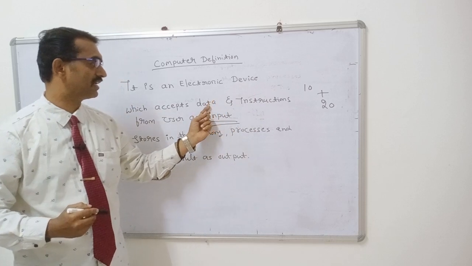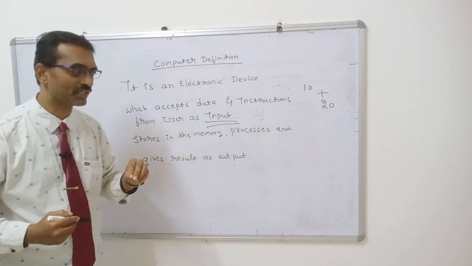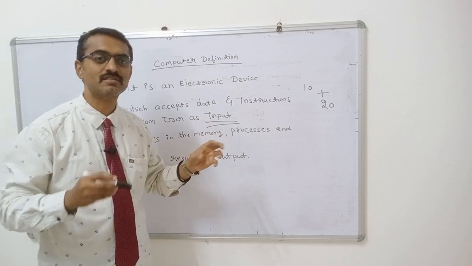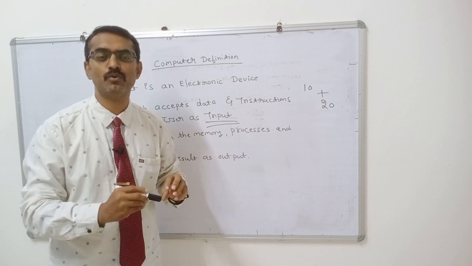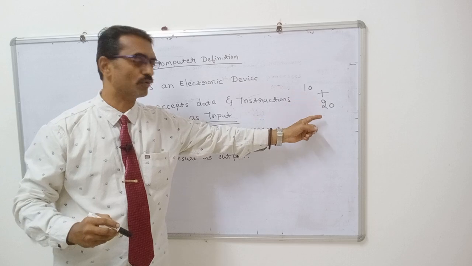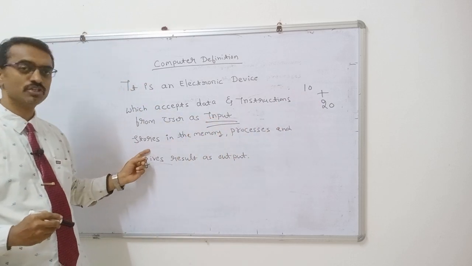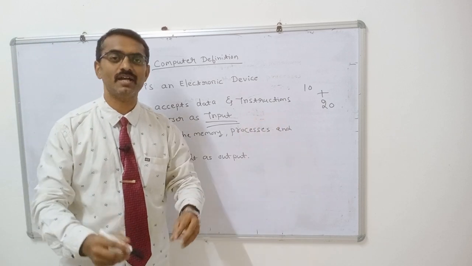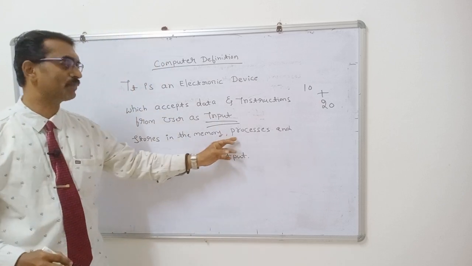Computer will accept data and instructions. Once you enter this through the keyboard, that is, the user, we are the user, it is treated as input. You might know that keyboard is an input device. Once the user enters 10 plus 20 through the keyboard, it is called input, and this is stored in the memory. You enter 10 plus 20, that will go and be stored in the computer memory.